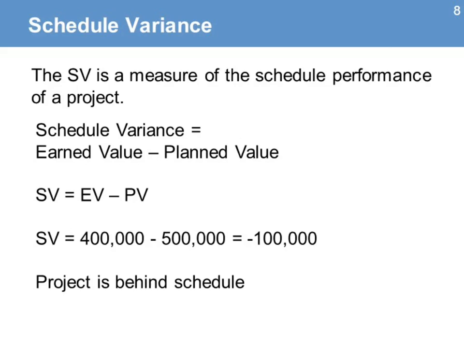Here are some calculations to help you understand the concept of schedule variance. The SV, or schedule variance, is a measure of the schedule performance of a project. The formula says that the schedule variance equals earned value minus planned value. From the chart in the example, we get the following values. SV equals 400,000 minus 500,000 equals negative 100,000. That means that our project is behind the schedule.